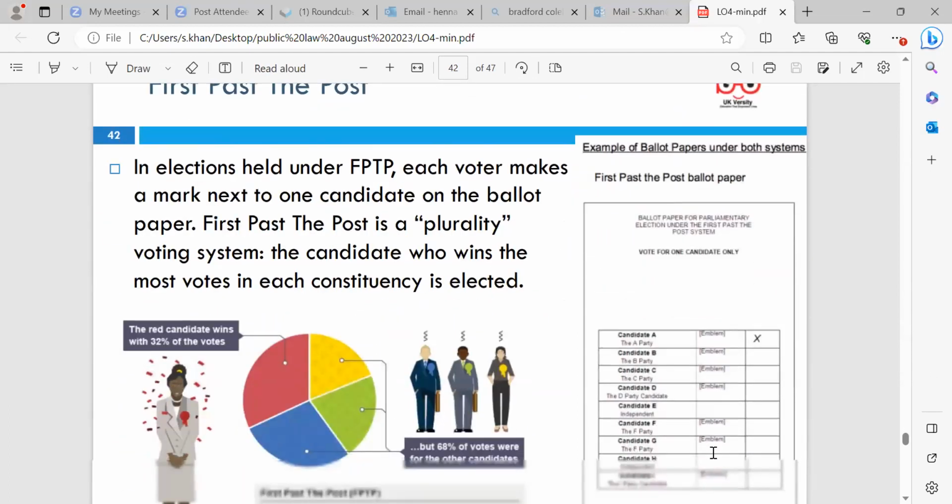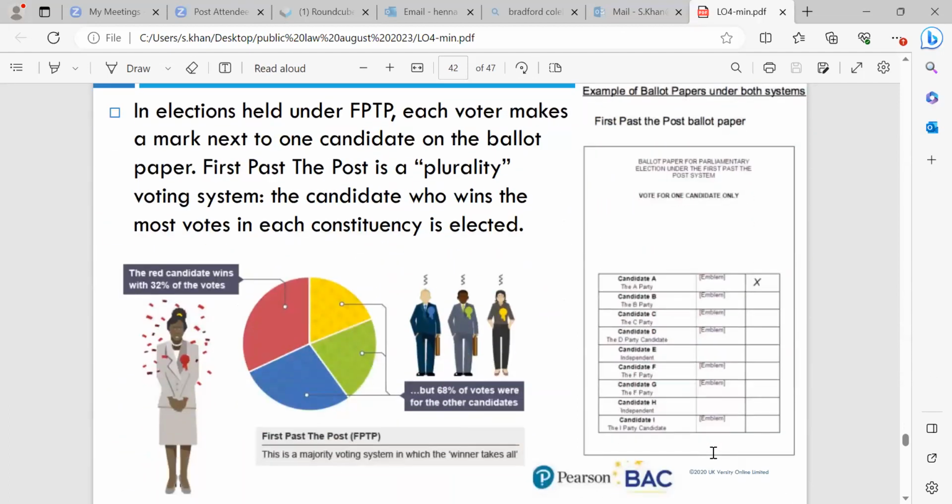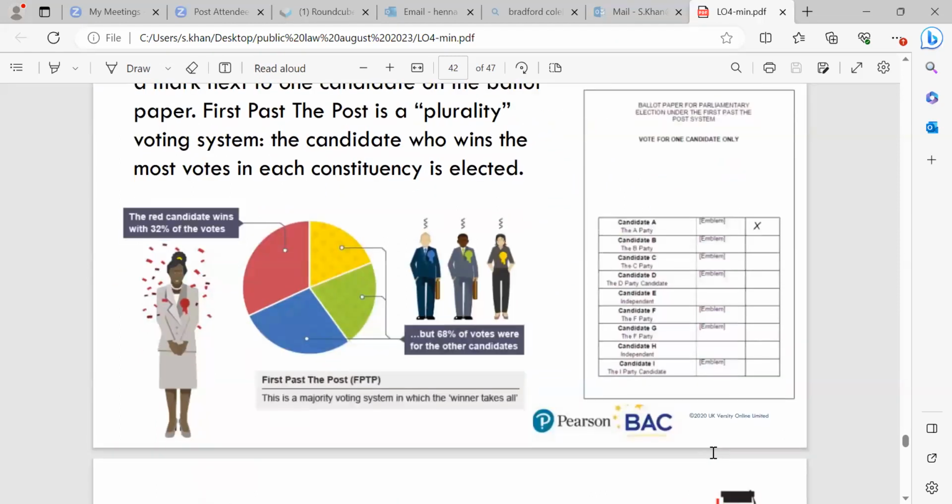First past the post. In elections held under the first past the post system, each voter makes a mark next to the candidate on the ballot paper. First past the post is a plurality voting system. The candidate who wins the most votes in the constituency is elected. So the red candidate wins with 32% of votes, and the other candidates share the remaining 68% of votes. First past the post is a system in which the winner takes all. It gives you a ballot paper where, if you've ever voted, you'd put a cross near the one that you want to vote for.